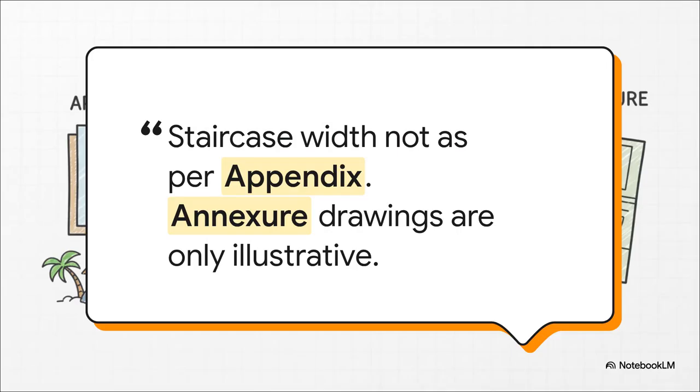Take a look at this. This right here, it's a real-world example of a TCP objection notice. It's so frustrating, it's definitely costly, and it all comes down to the critical difference between an appendix and an annexure in the Goa Land Development and Building Construction Regulations. All right, let's break this down.